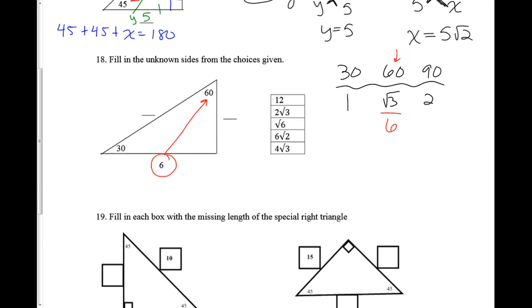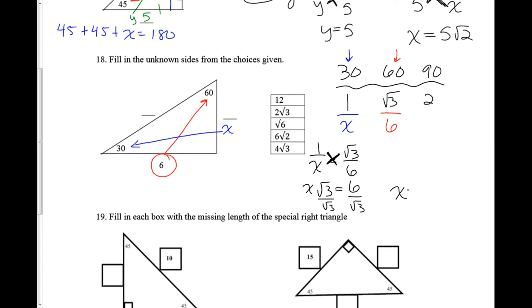Next I need to find a missing side. I'm going to go ahead and call this side x. This side is across from the 30. So I go to my 30 and I'm going to make a fraction with the x. I'm going to set these two fractions equal to each other. And once I've done that, I'm going to cross multiply. So x times the square root of 3 is equal to 6. To find x, I need to divide both sides by the square root of 3, and that gives me x is 6 divided by the square root of 3.